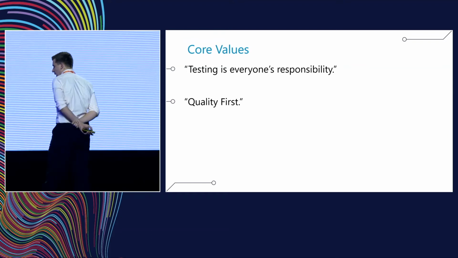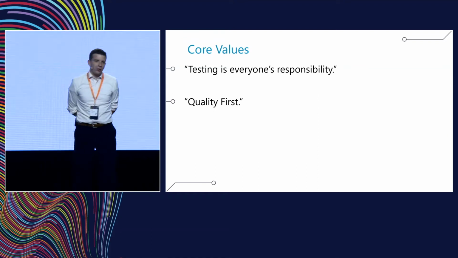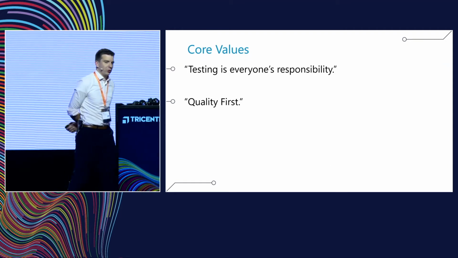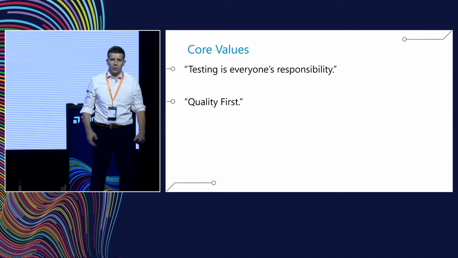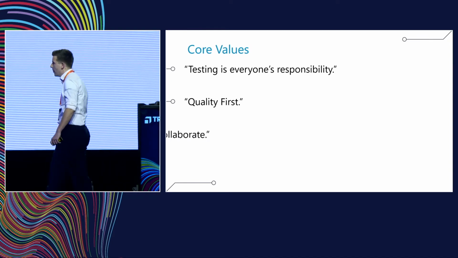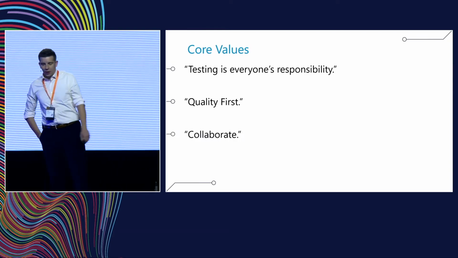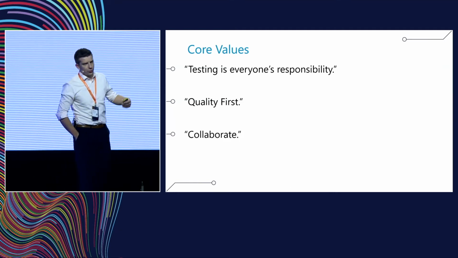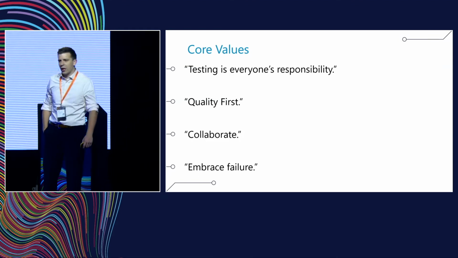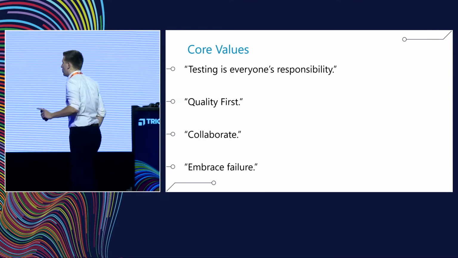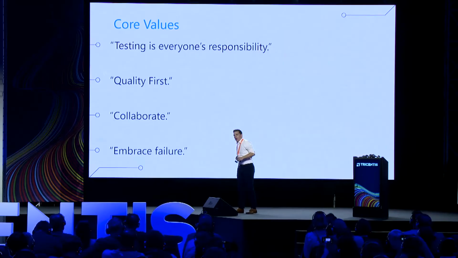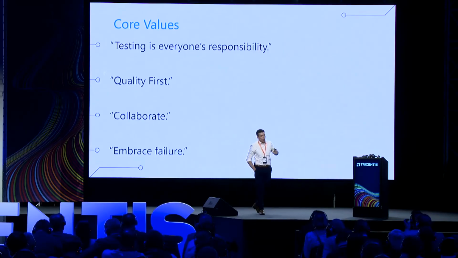Quality first. So you want to make sure that you think about the testability of your application before you're even going to develop, right? That's where the test-driven development and the behavior-driven development methodologies come from. You want to collaborate with each other to reduce redundancy, to have reusability of your artifacts. And you want to embrace failure. This is a really important one. Failure is perfect because you learn from that. You learn, and that's the whole purpose of this thing.